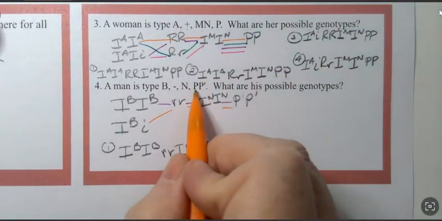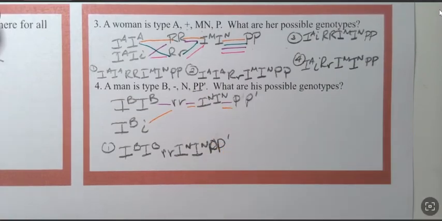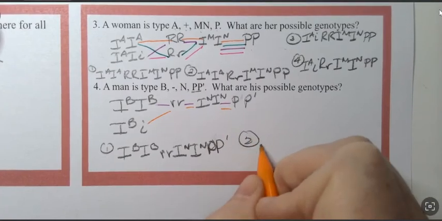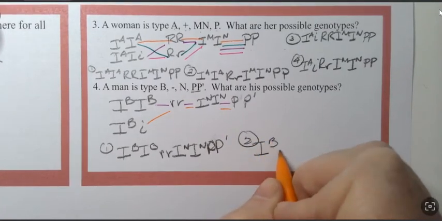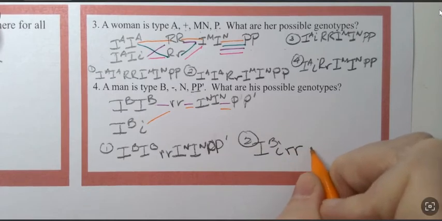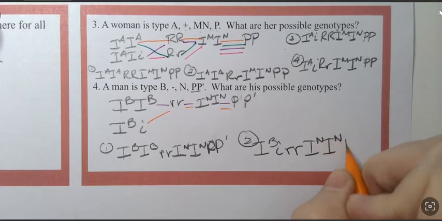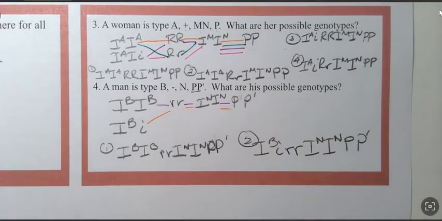I need to go back to my problem here. So it's P, P prime. Or the other option is that. So far, I haven't had to do any crosses at all. It hasn't asked for any crosses.